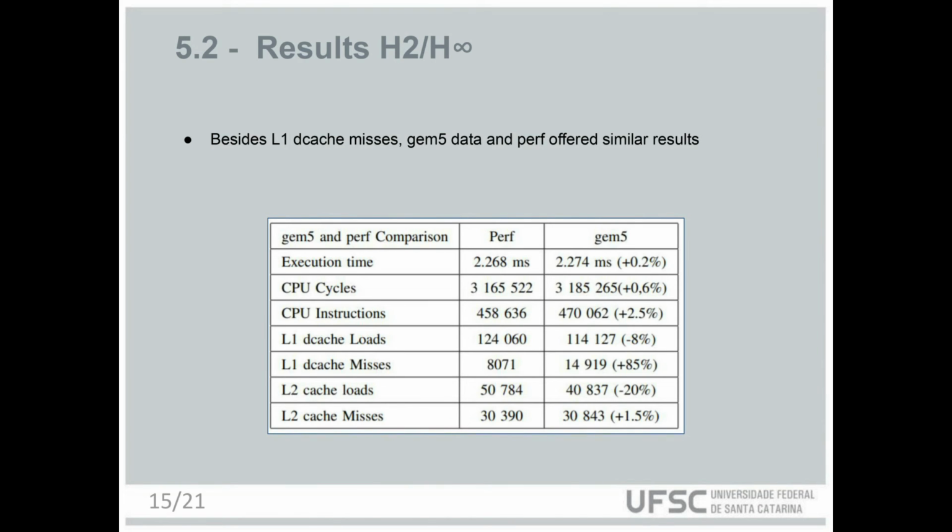What we saw was that when we compared the gem5 simulation results and the perf data collected from the Raspberry board, we had similar results, with an exception of level 1 data cache misses, which showed a big mismatch of around 85%.